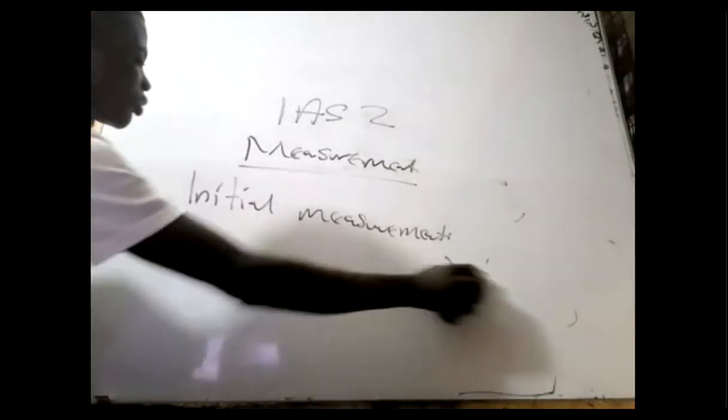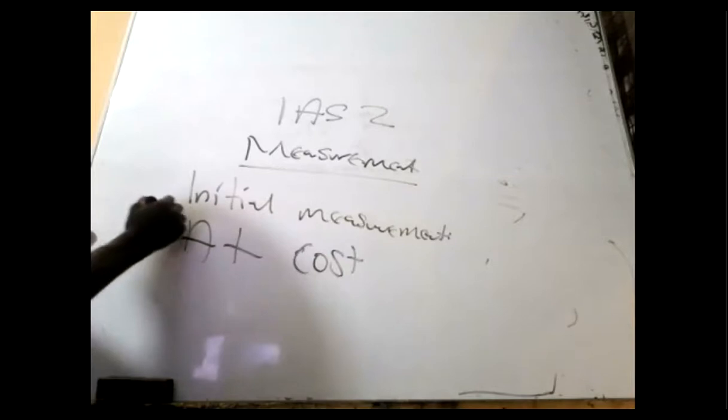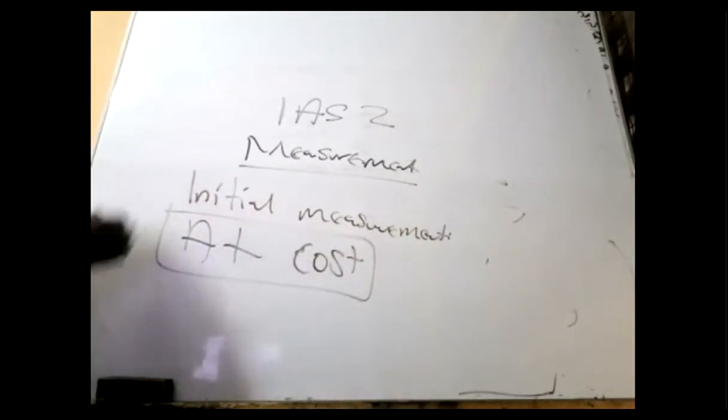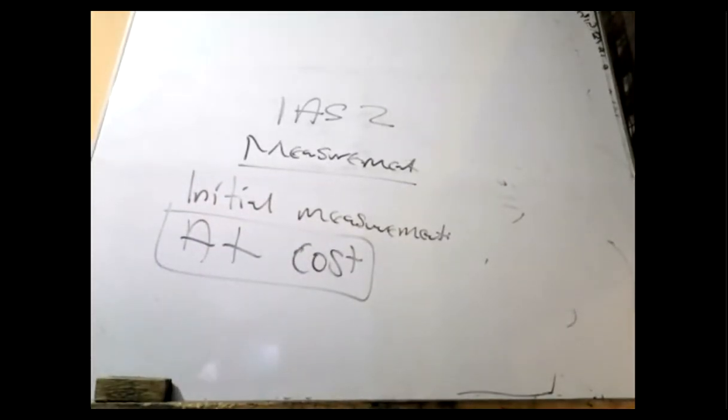Almost all initial measurements are at cost. So the initial measurement of inventory is at what? At cost. So initially, inventories are measured at cost. Very important: at cost. Initially, inventory should be measured at what?